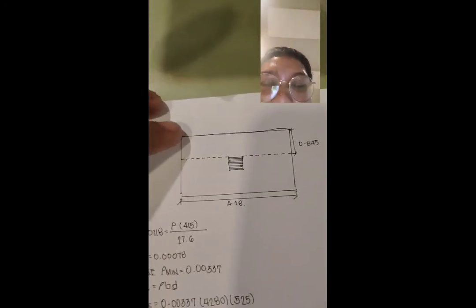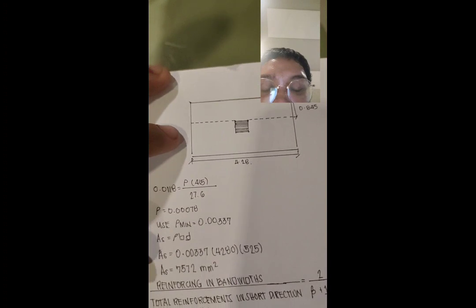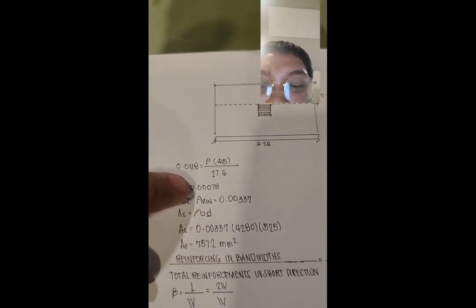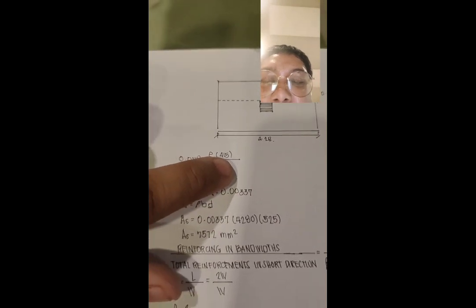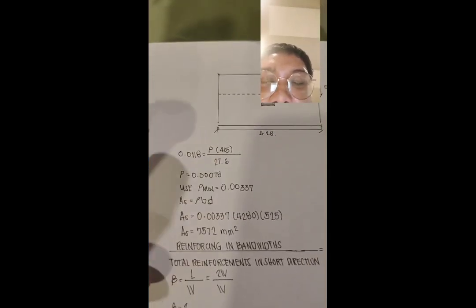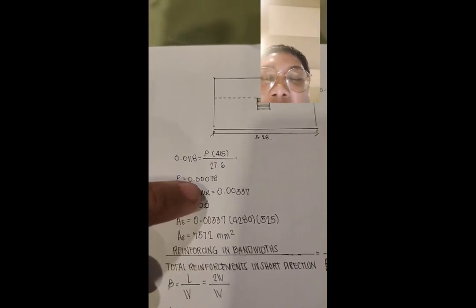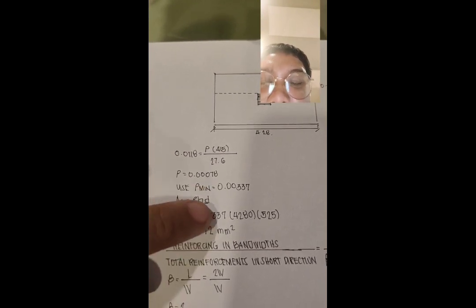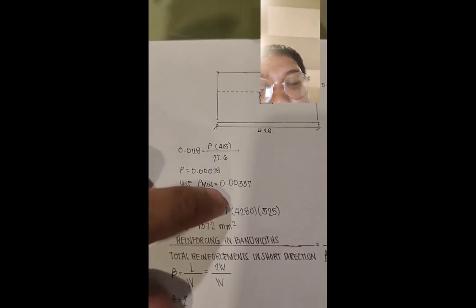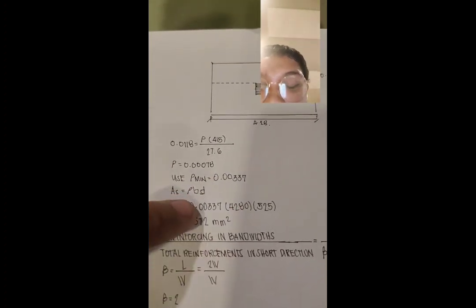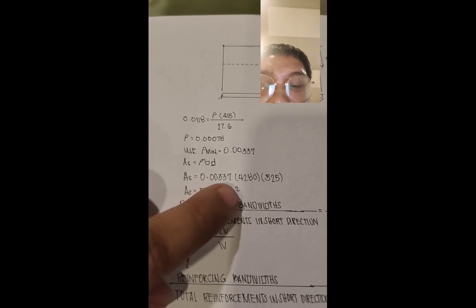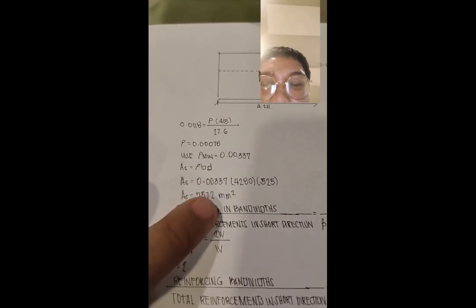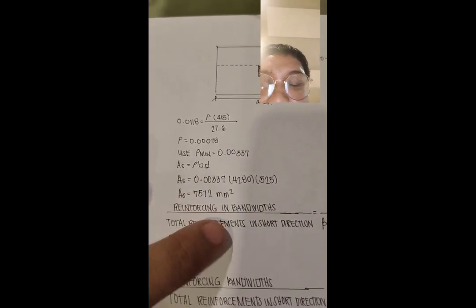This is the figure. So 0.0118 equals P times Fy of 415 all over FC prime of 27.6. We're getting P as 0.00078. Use P min, since the value of P min is bigger, 0.0037. So the area of steel equals PBD again. Substituting the values, we get the area of steel as 7572 mm squared.